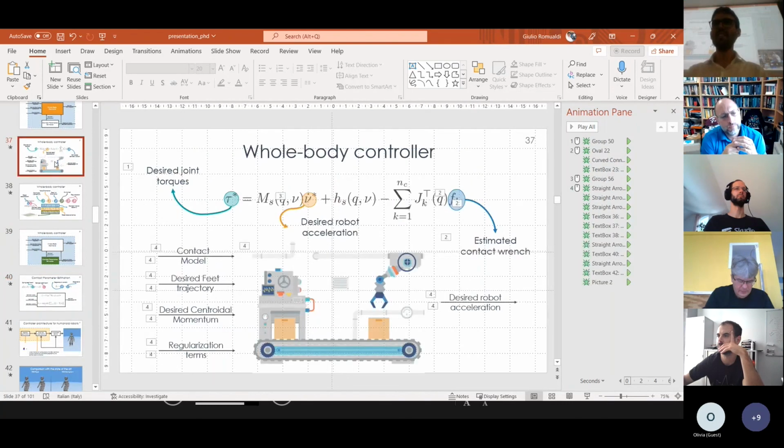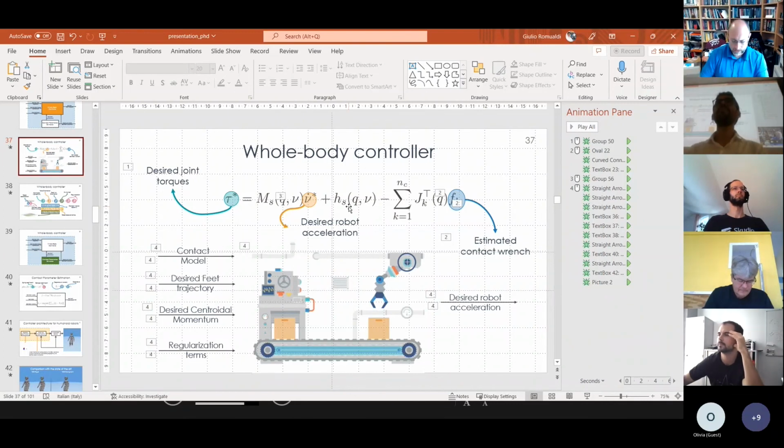Exactly. So this is the slide that should explain this. Here we have measured or estimated quantities, and the optimization problem generates a desired robot acceleration that is then plugged into the joint dynamics of the system, and we send the torque to the simulation. Okay, that makes sense.